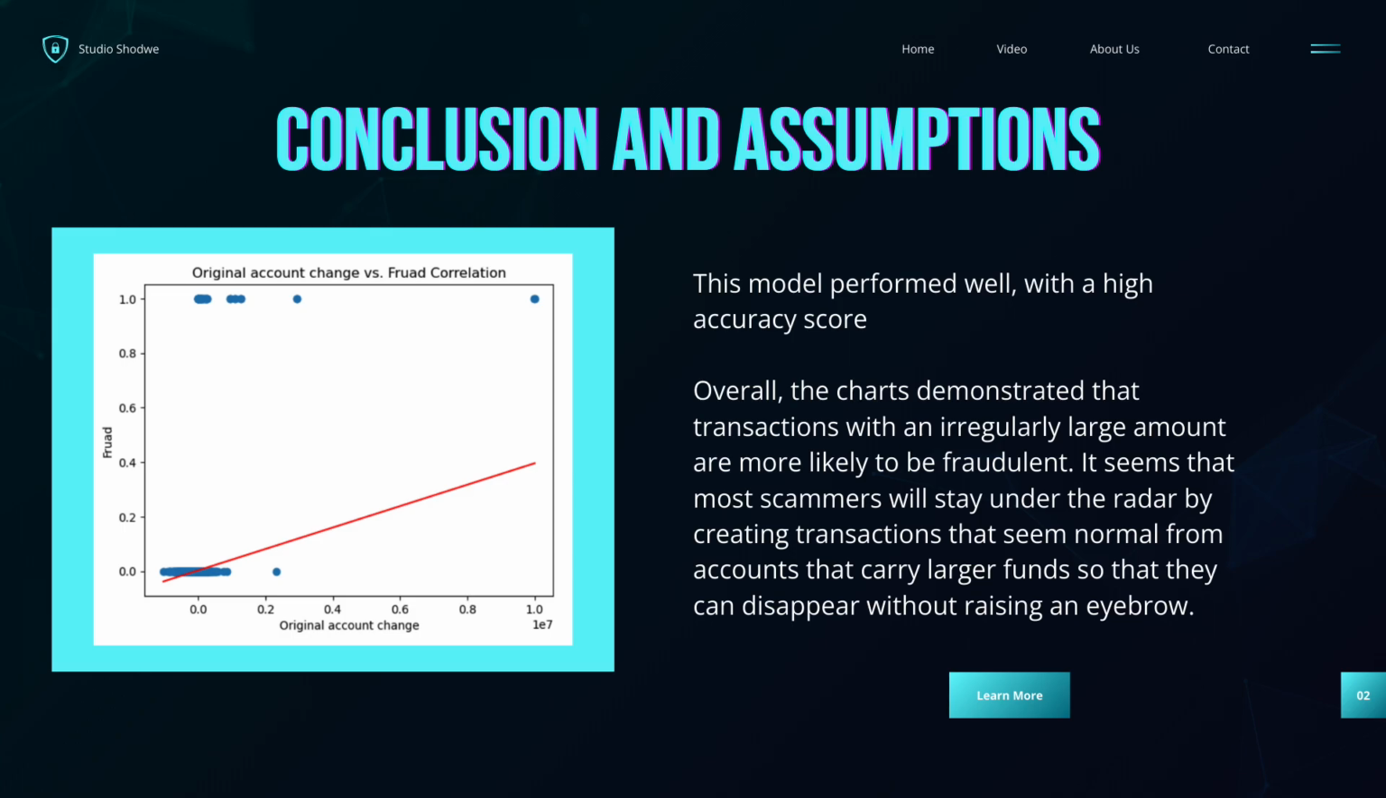Since the original account amount was top in the feature importance, this correlation chart is demonstrating the relationship between the original amount and fraudulent transactions. Overall, transactions with an amount that is irregularly large are more likely to be fraud. It seems that most scammers will stay under the radar by creating transactions that seem normal from accounts that carry larger funds so that it can disappear without raising an eyebrow.